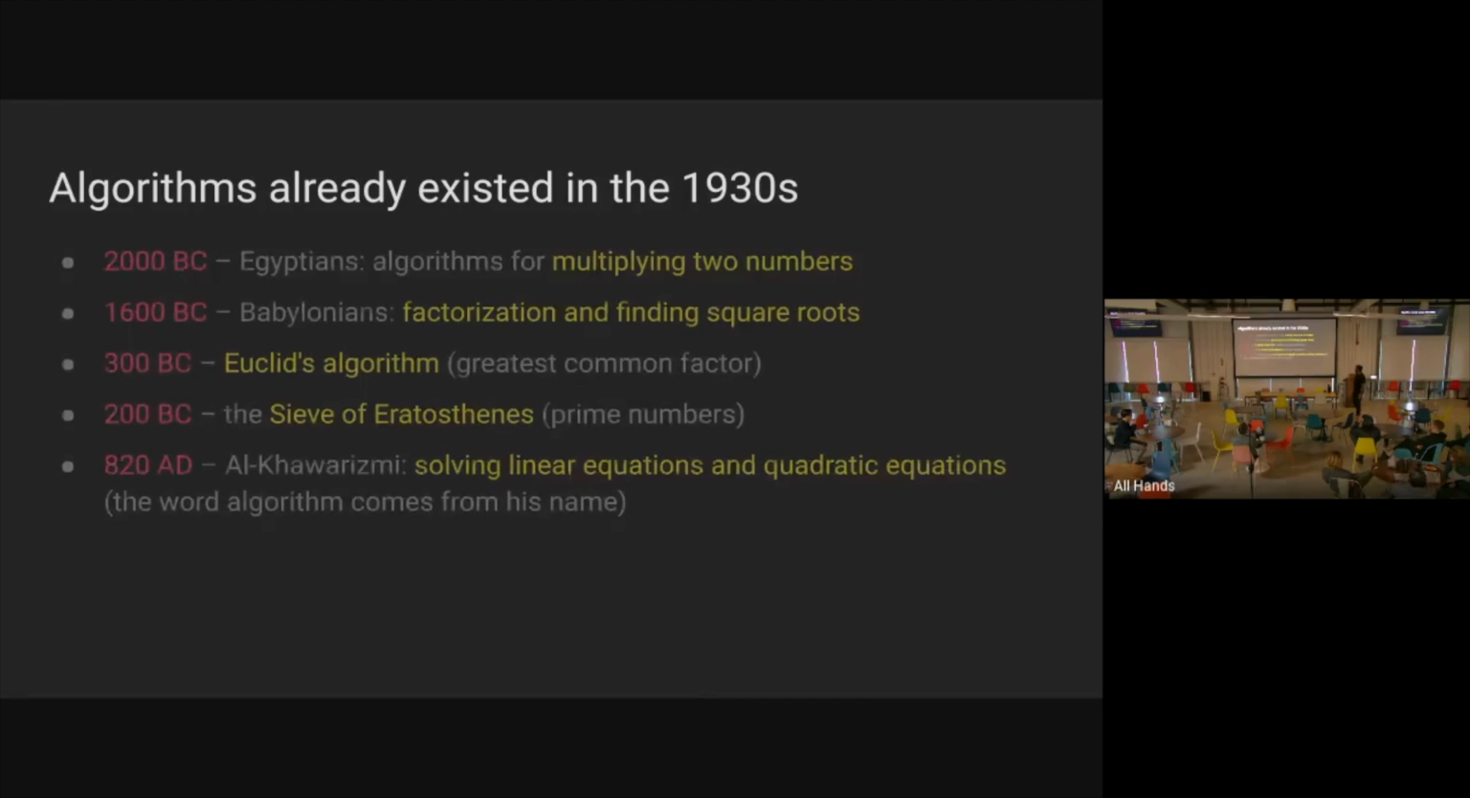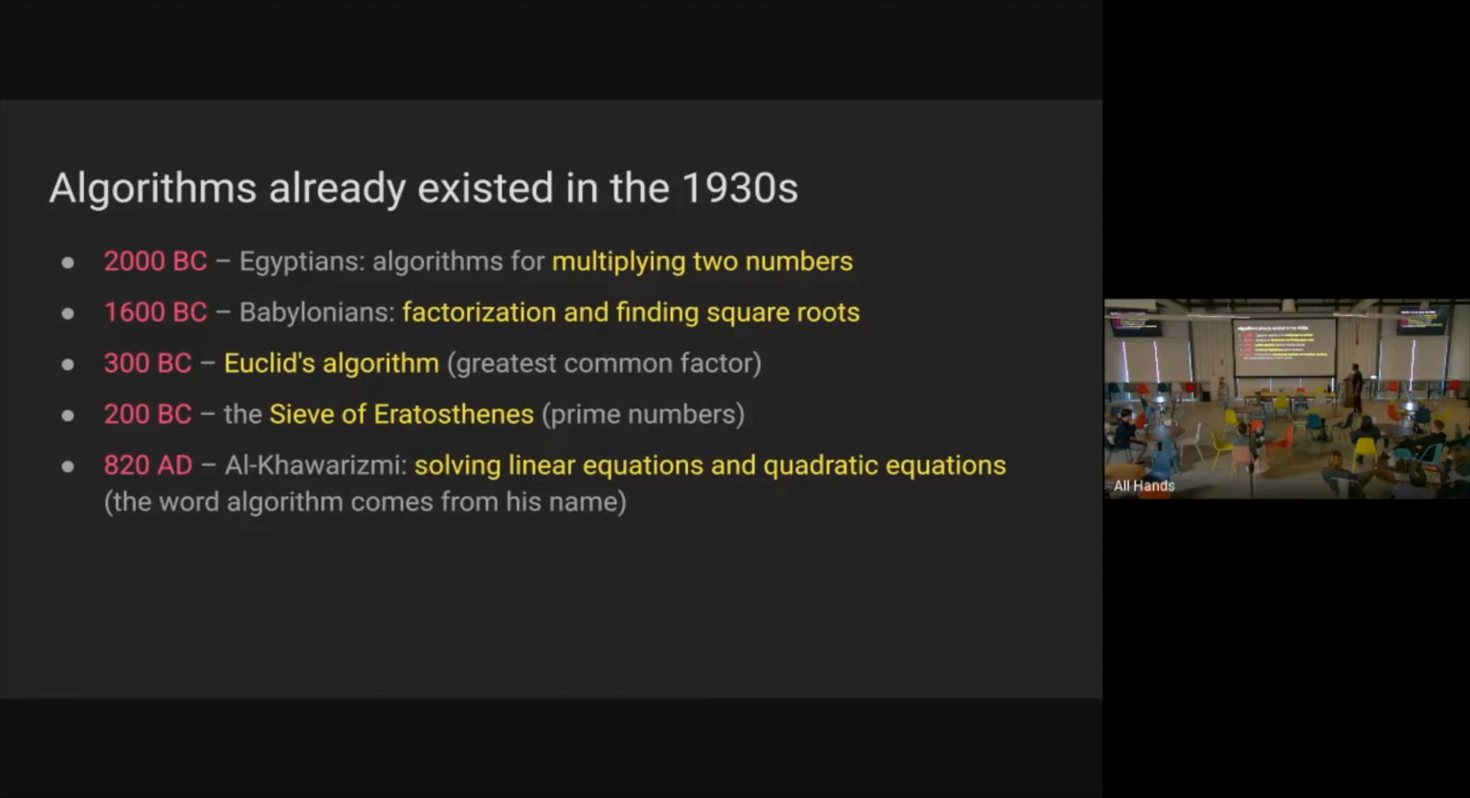And at this point, algorithms had already existed, right? Way back in 2000 BC, Egyptians figured out how to multiply two numbers together. Babylonians figured out how to factorize things and find square roots. Euclid's algorithm, which is really cool, the same Euclid as geometry, figured out how to get the greatest common factor between two numbers. And this algorithm is really beautiful if you've never seen it. Then there's the Sieve of Eratosthenes, a way to generate prime numbers. And Al-Khwarizmi figured out how to solve linear and quadratic equations, and the word algorithm actually comes from his name.